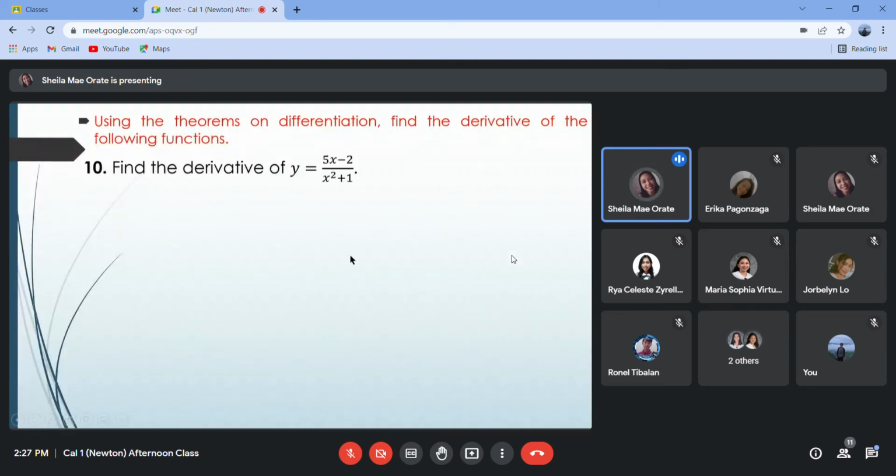Proceed. Okay, mag-example ko og quotient rule. Okay, find the derivative of y equals 5x minus 2 all over x squared plus 1. Sige, try ninyo. Find the derivative of our function 5x minus 2 over x squared plus 1 using the quotient rule. Okay, diba? Quotient rule man ang applied ani. Sige, try lang ninyo.